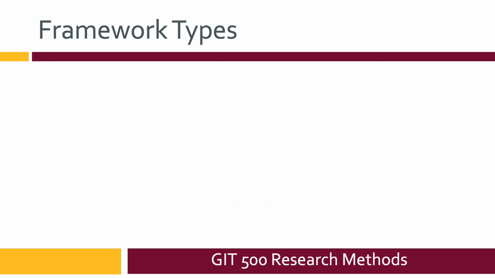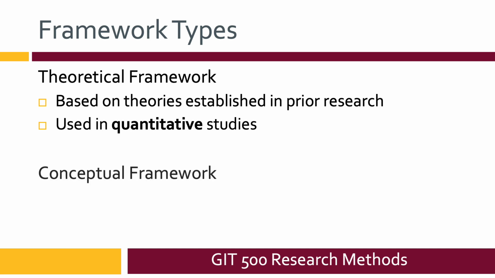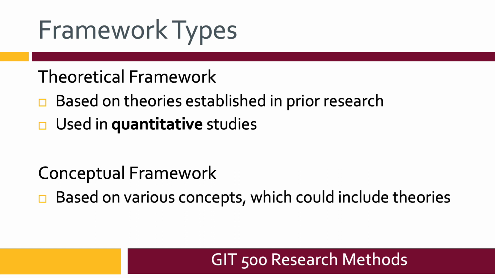There are different types of frameworks. There's one based on theory, right? So it's theories established in prior research. And this is used a lot in quantitative studies. And so typically when we're talking about a theoretical framework, it's a quantitative study. But then we have conceptual framework. It's based on various concepts, which could include theories, but would also bring in qualitative information. So typically what we do in GIT are conceptual framework studies.